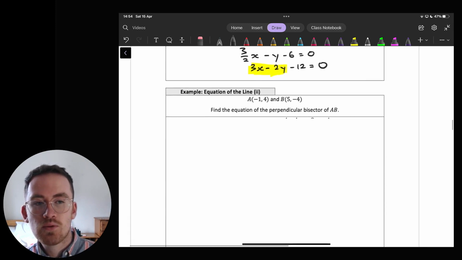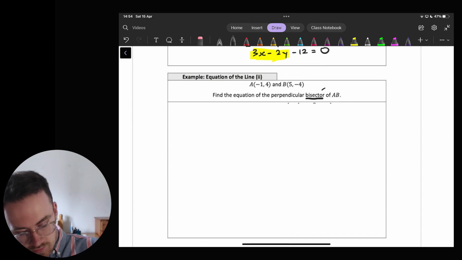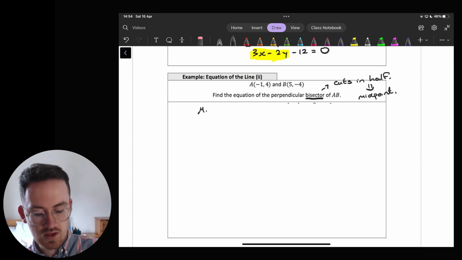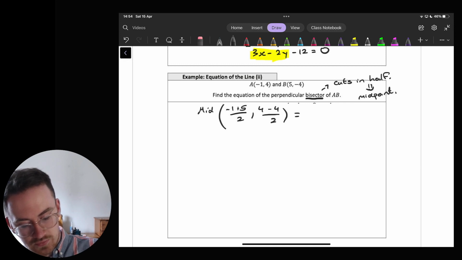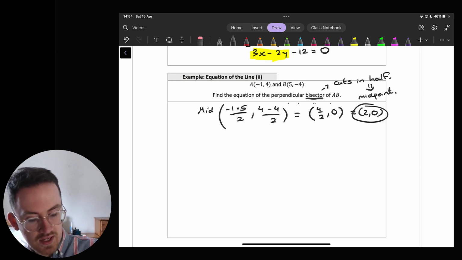Finding the equation of the perpendicular bisector of AB. So bisector means that it cuts it in half. Okay, so it cuts it in half, and that should ring in our head as midpoint. So we need to get the midpoint of AB. So the midpoint of AB is going to be (-1 plus 5) over 2 and (4 minus 4) over 2, which is of course going to give me 4 over 2, 0, or (2, 0).